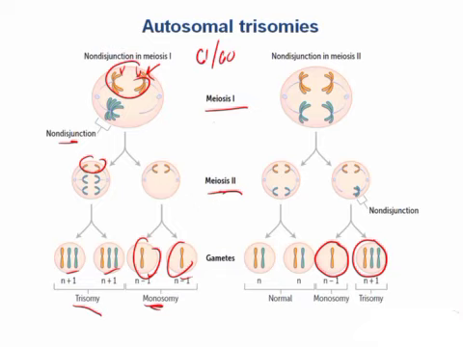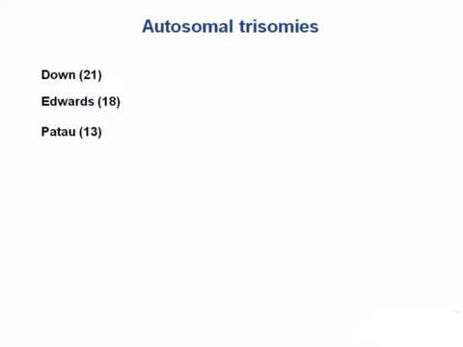The 3 most common trisomies are trisomy 21, or Down syndrome, trisomy 18, or Edwards syndrome, and trisomy 13, or Patau syndrome. Trisomies of the other chromosomes are not viable.